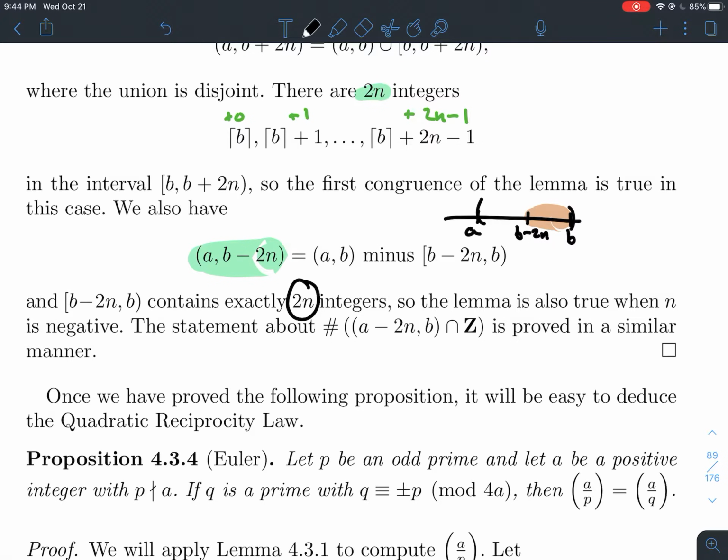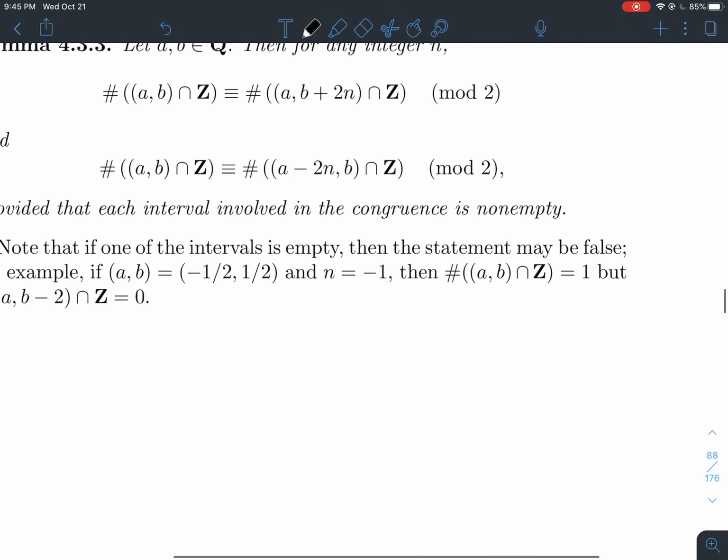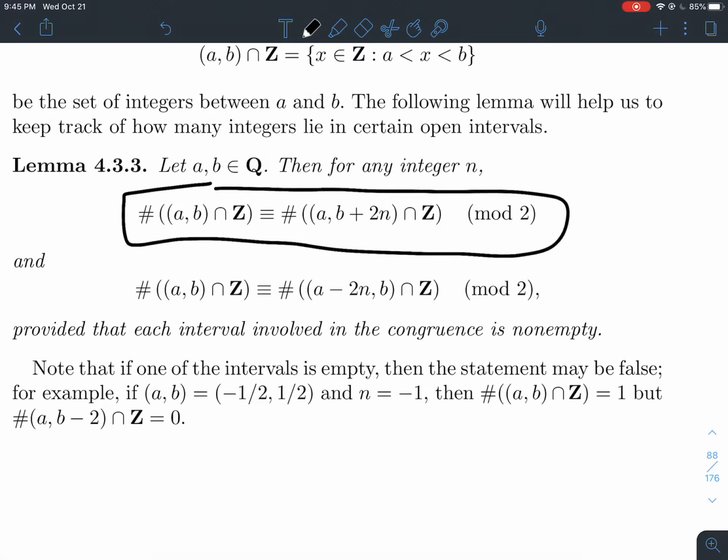So either way, we're always adding or taking away an even number of integers, whether it's plus 2n or minus 2n, depending on what n is. So since we're always adding or taking away an even number there, the parity is not affected. So all together, what we've shown is that this first congruence holds for every integer n. Doesn't matter if n's even or odd. Now, you could do a similar argument to show this bottom one here. What if you take 2n away from the left endpoint? Or, since n can be any integer, what if you secretly add 2n there, if n's negative? It should be the same kind of argument that shows that it's true.